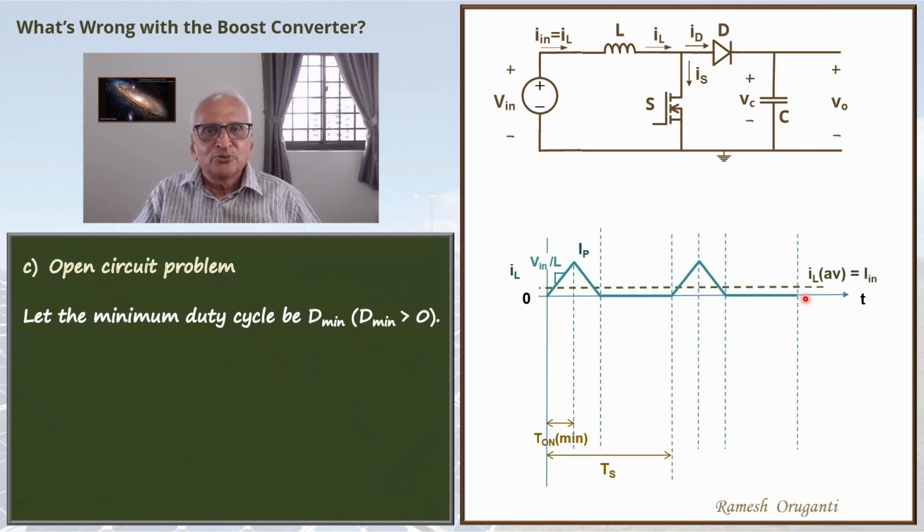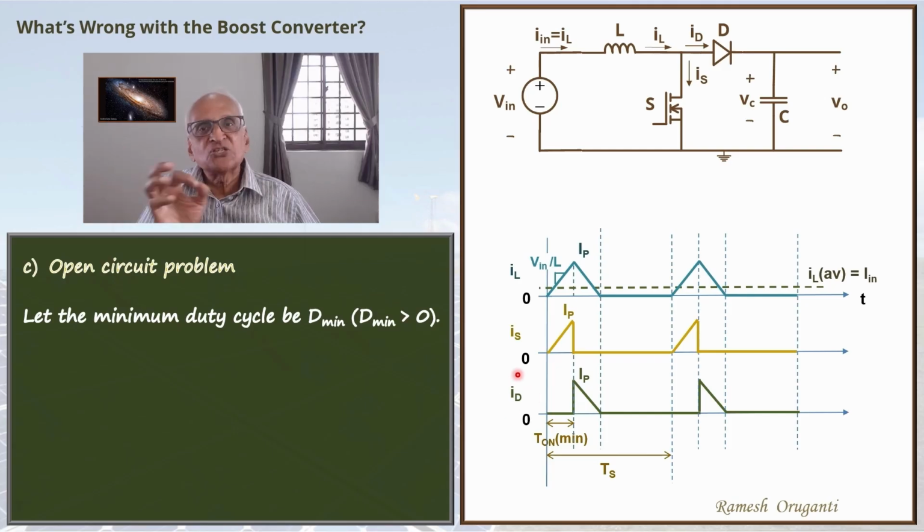So the input current continues to be drawn. You know where we are going. We are drawing input power, but there is no output power. This part of the inductor current is the switch current. This part of the inductor current will be the diode current. The diode current is not going to the load. So the complete diode current goes into the capacitor. This delta Q is the charge going into the capacitor in one cycle. Capacitor voltage goes up by a little amount.